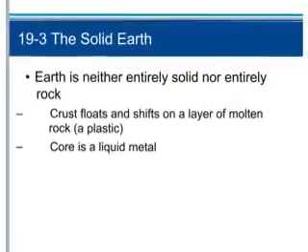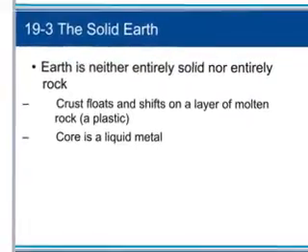So the solid Earth, Earth's not really entirely solid, but nor entirely rock. So our crust floats and shifts, and it's actually on that middle layer, the mantle. That mantle is actually molten rock, and so that's a pretty thick fluid, and the crust sits on that. So because the crust sits on something that's not an entirely solid rock, that crust is going to float and shift and break apart.